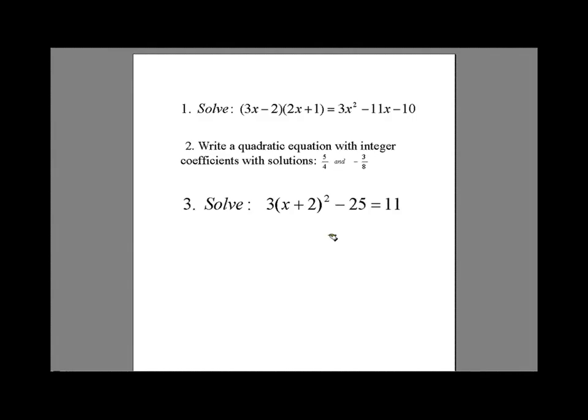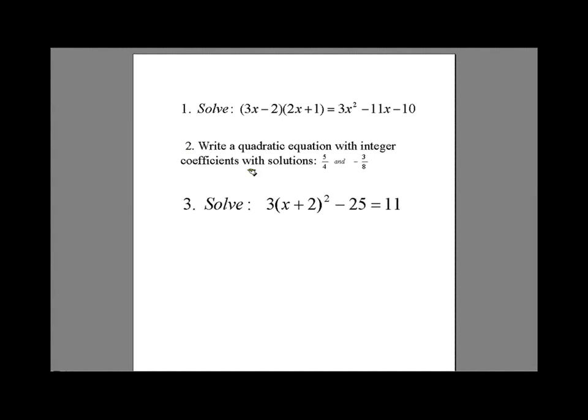Okay, here are the Blackboard problems for this section here. All right, so number 1 is going to solve these 3 problems here. Number 1, solve by factoring this quadratic equation. The quantity 3x minus 2 times 2x plus 1 equal to 3x squared minus 11x minus 10. So solve this quadratic equation, simplify the left-hand side first, and then solve the equation by factoring properly.